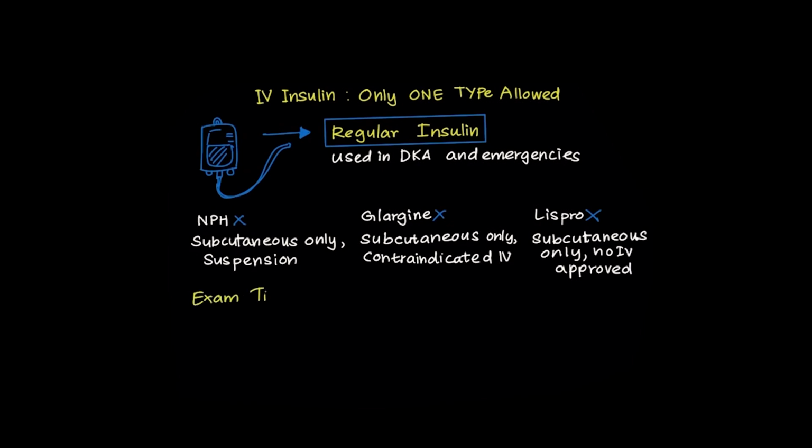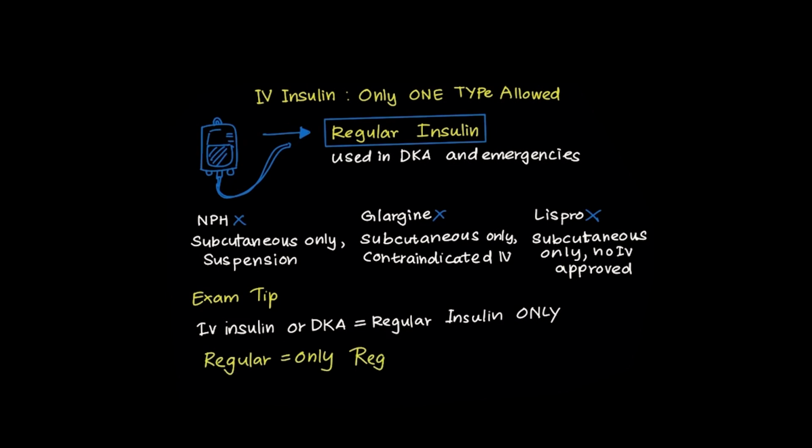Here's a WGU D441 OA exam tip for you. If the question involves IV insulin or DKA management, the answer is always regular insulin. No other type goes in the vein. Quick recall hook. Regular is the only regular on the IV team. Only one player allowed.